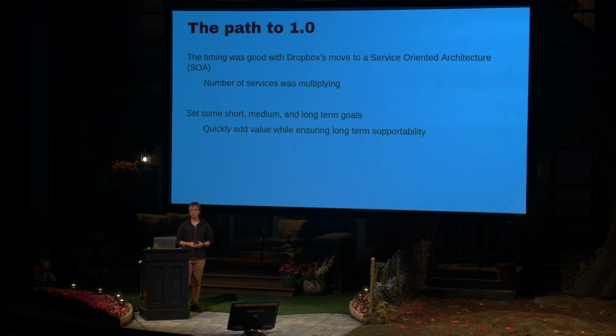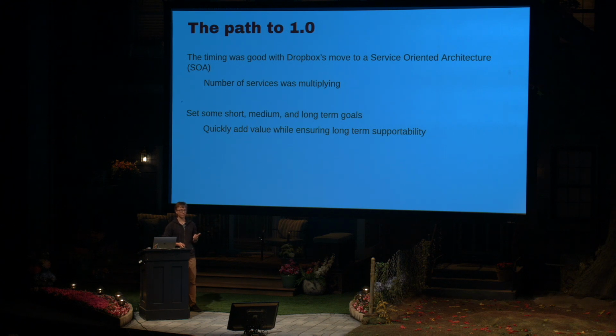So on the path to building a proper tracing system, this time we thought the timing was good. We were moving to a service-oriented architecture overall at Dropbox, and the services we had were multiplying. And people were starting to ask the sort of questions that distributed tracing could answer. And at the time, we couldn't actually answer those questions. So we thought this was a perfect opportunity for us to step in and rebuild the tracing system.